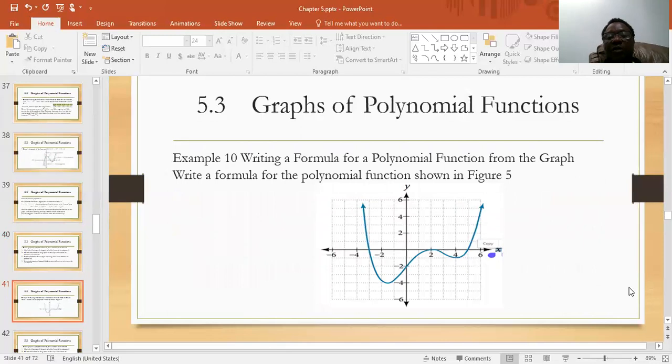We'll consider this polynomial and write the formula for the polynomial. So we will first start by looking at the x-intercepts. We have -3, 2, and 5. Those are the intercepts. So we are going to look at the behavior of the function at those intercepts to determine the multiplicity of those zeros.